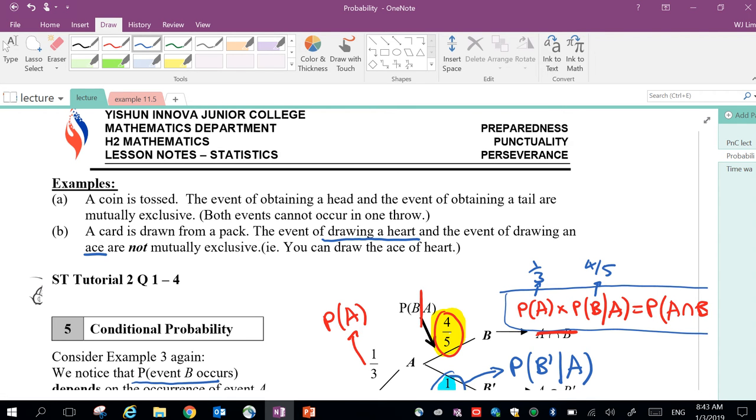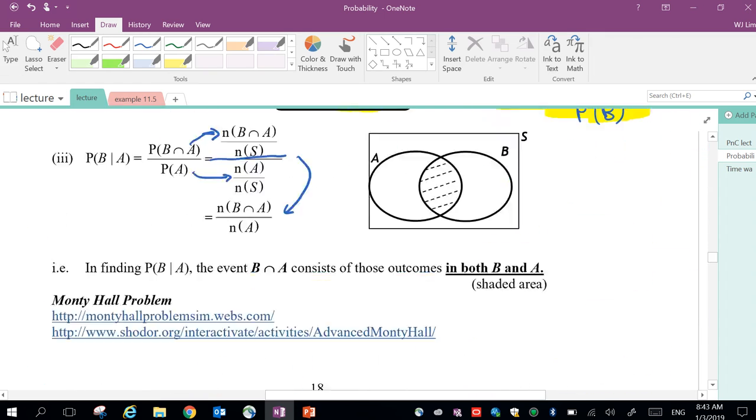I'll move back to section 6. Independent events.